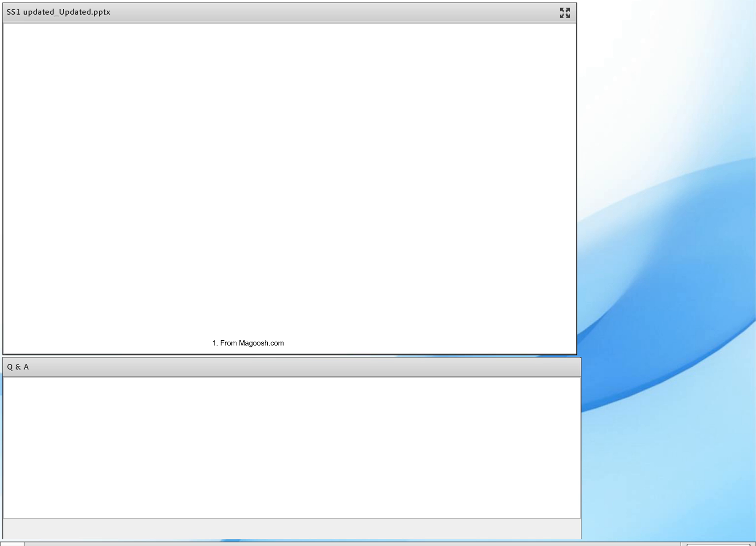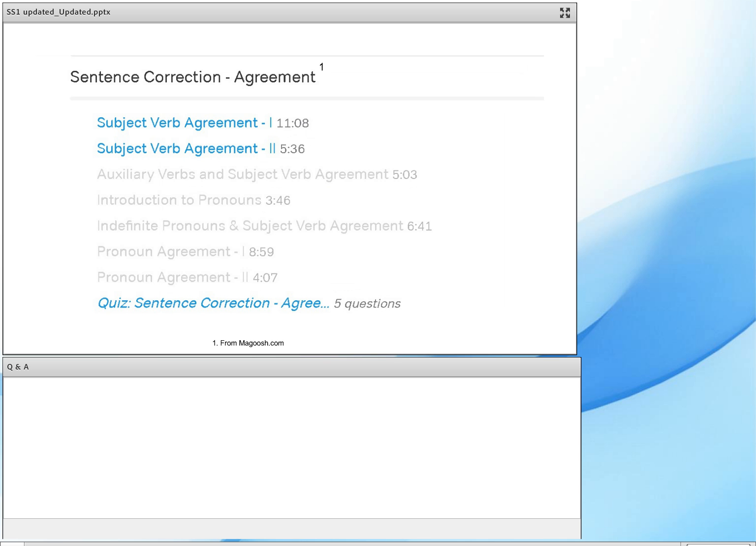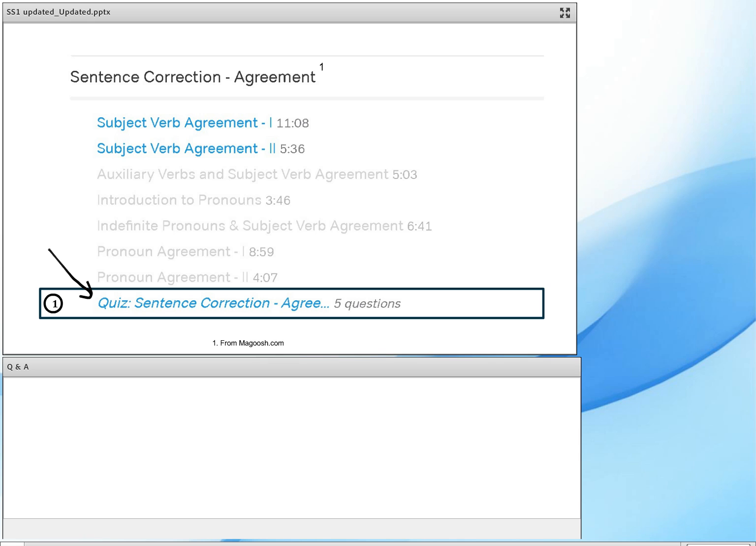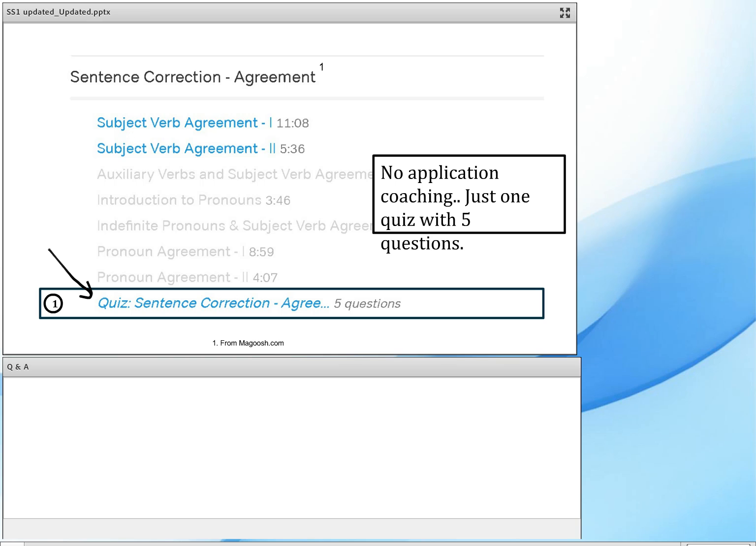The next piece is to really say, hey, you've learned all of this stuff. So how does this compare to the Magoosh course? Again, what you really see is that there's really no focus on teaching you how to apply those concepts. There's just one quiz over here, and that quiz is common not just to subject verb, but also to auxiliary verbs and to pronouns. And there's no score over here. Again, the intent is to give you practice, but not to give you feedback.